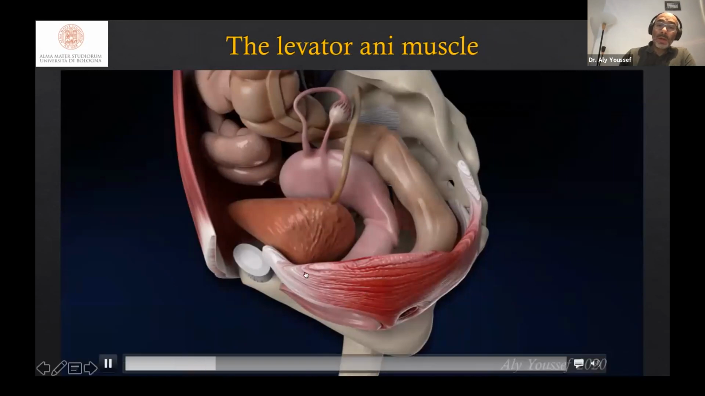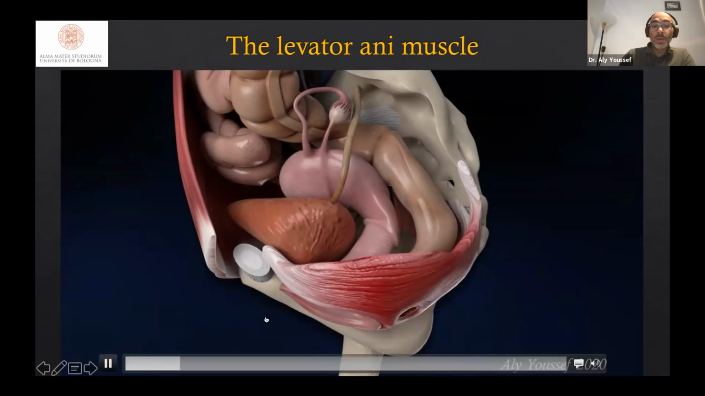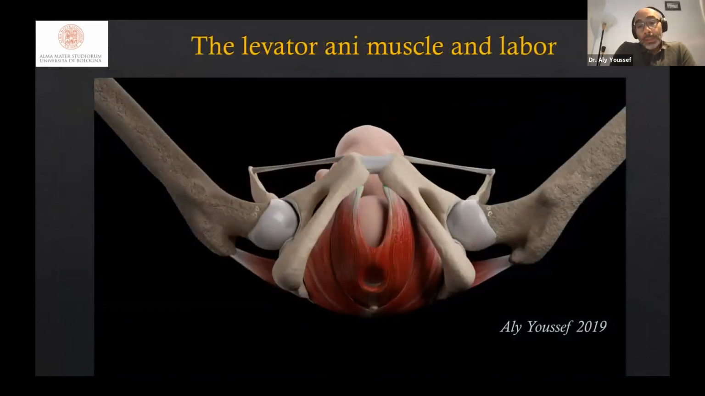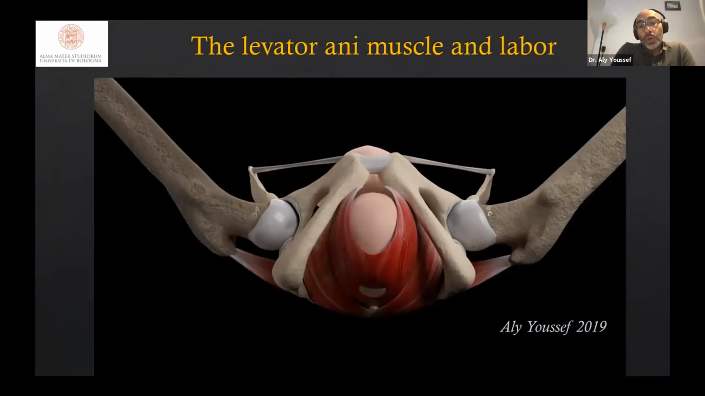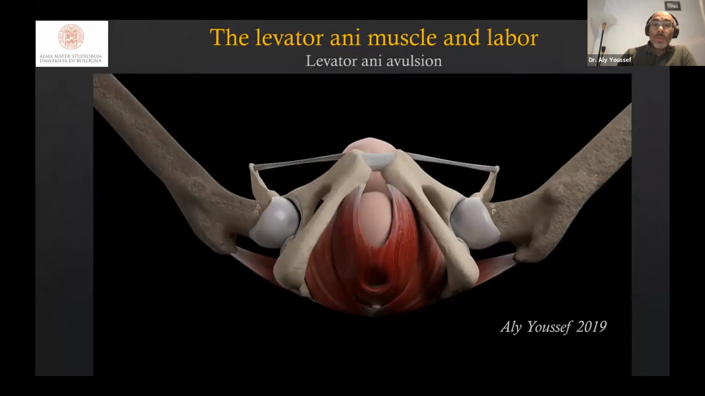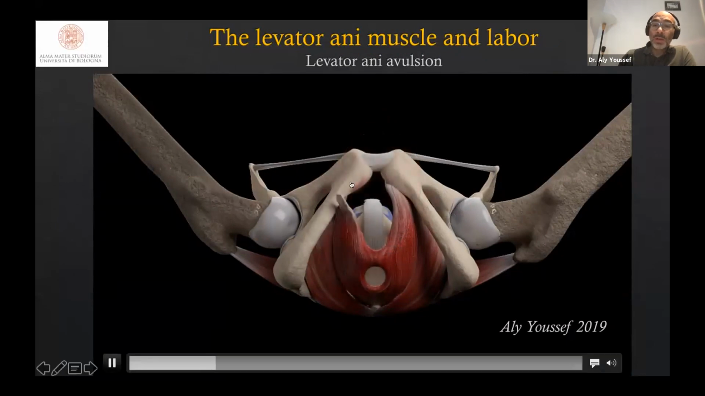So the levator ani muscle is a sheet, and the inner part of this sheet surrounds the pelvic structures, so the urethra, the vagina and the rectum are all surrounded by the inner part of the levator ani muscle, which is the puborectalis muscle. What happens in the case of an unfortunate vaginal delivery? The most common damage of the levator ani muscle in the labor ward is what's called levator ani avulsion.